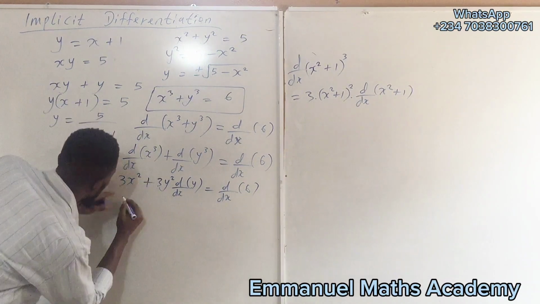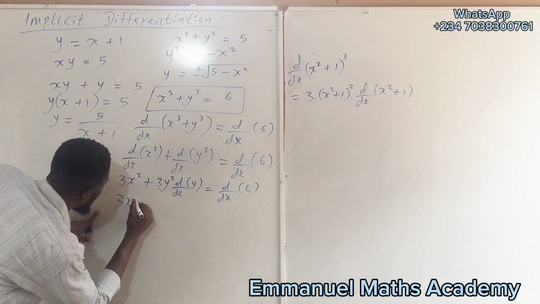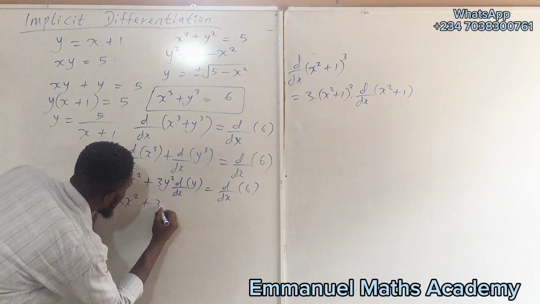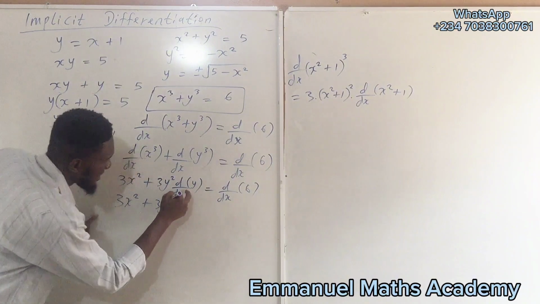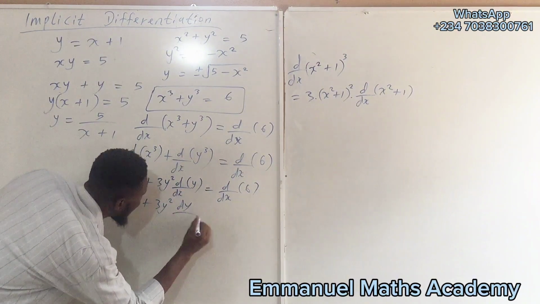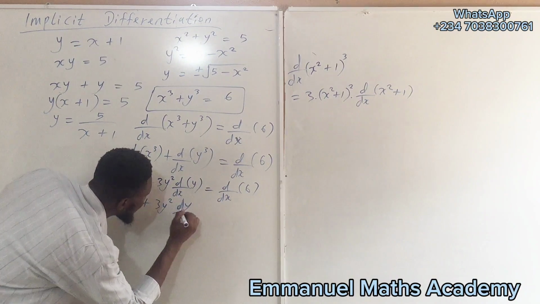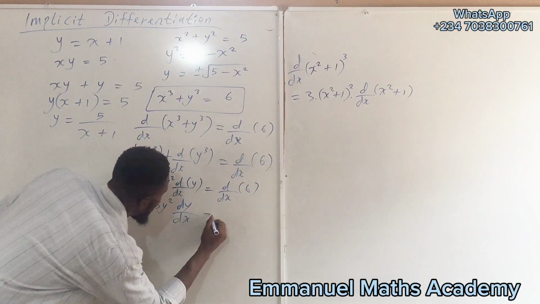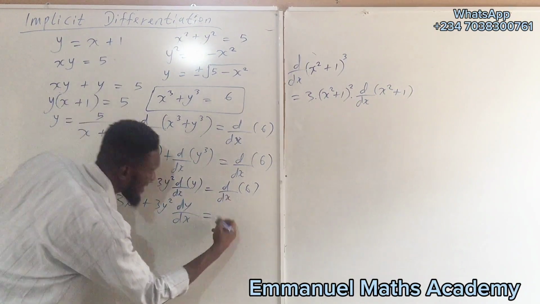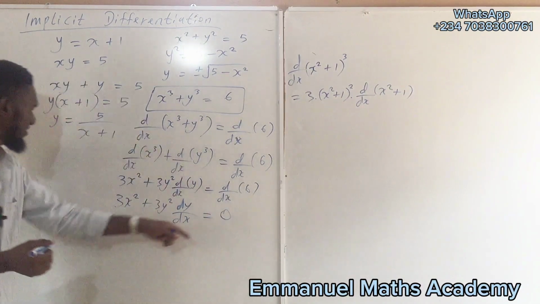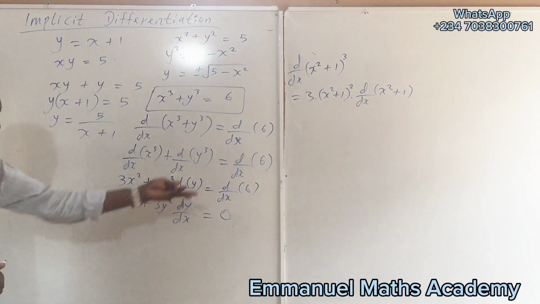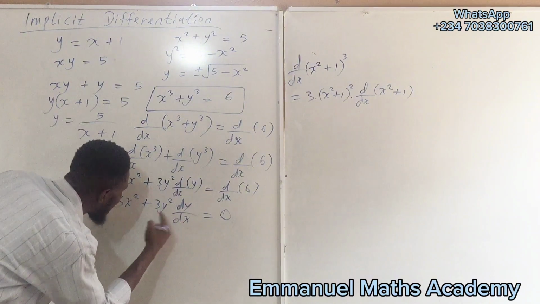Now listen, you now have 3x power 2 plus 3y power 2. This will now become what? dy/dx. Right? Equal to, if you differentiate this, it's a constant, you get 0. Let's just get rid of this, you get 0. As simple as that. You now collect like terms.